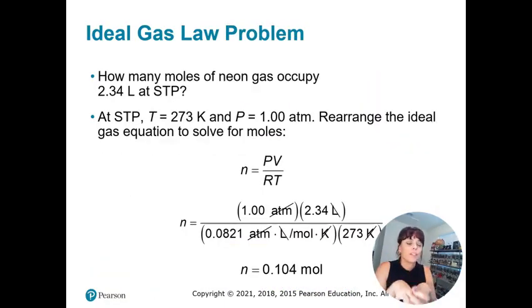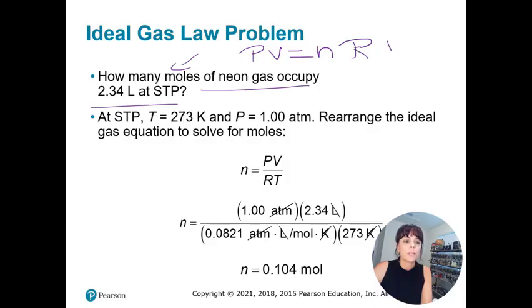Here is a very simple example, and it's already solved here. How many moles of neon gas occupy 2.34 liters at STP? If it tells you this on the test, probably you're going to think it's missing some data because I only have the volume. How am I going to know the number of moles? If they ask for the number of moles, I know I have to use the ideal gas law, because I have PV and RT. R is given, right? We know it is 0.0821 liter atmosphere per mole Kelvin. But what is the temperature? What is the pressure? How are we going to do this?